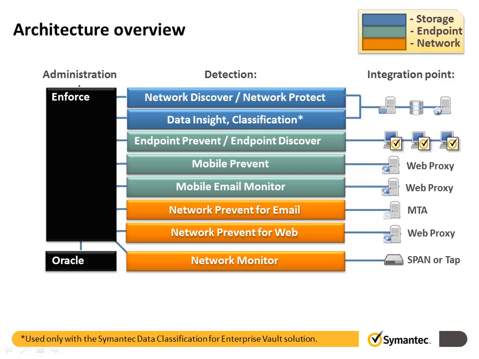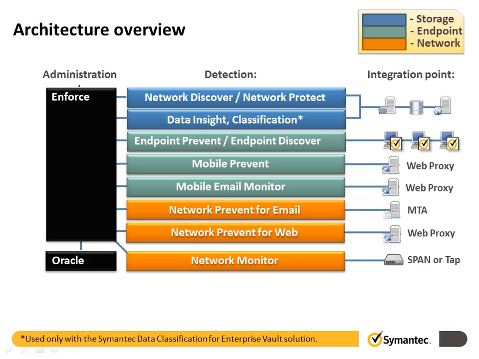The second complementary product for data at rest is the Symantec Data Classification for Enterprise Vault solution, and this gives us the ability to scan emails for confidential data as they're being sent to Enterprise Vault. This gives us the ability, for example, to apply retention policies or tags to the messages in Enterprise Vault.